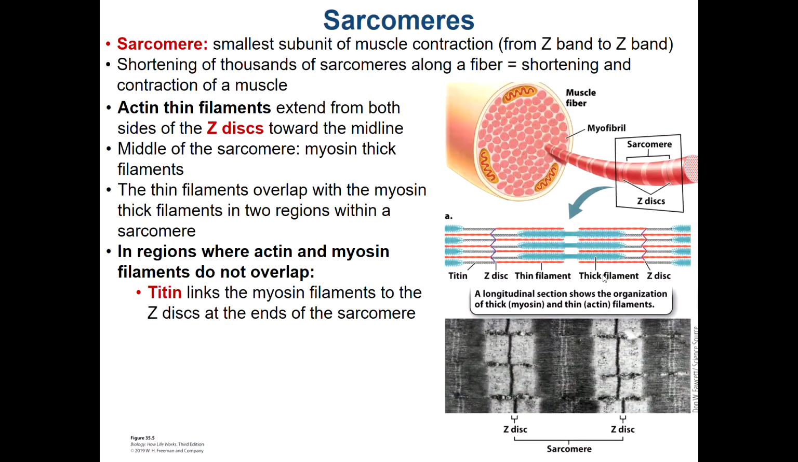In regions where there is no overlap between the actin and the myosin filaments, titin links the myosin filaments to the Z-discs at the end of the sarcomeres. So here you can see the titin, and it's connected to the myosin thick filaments, and that just helps to anchor that myosin filament in place.